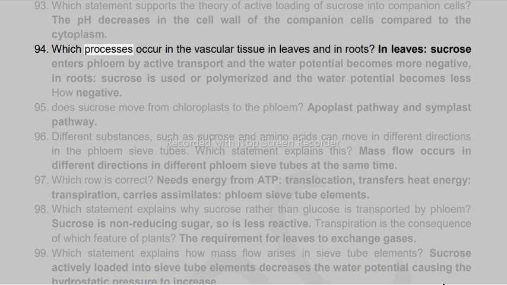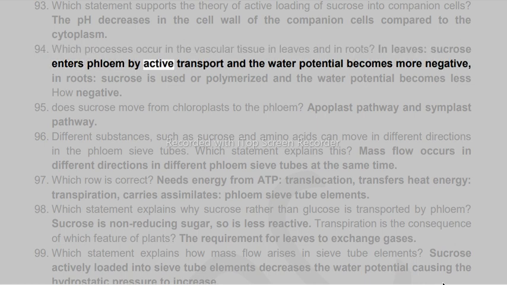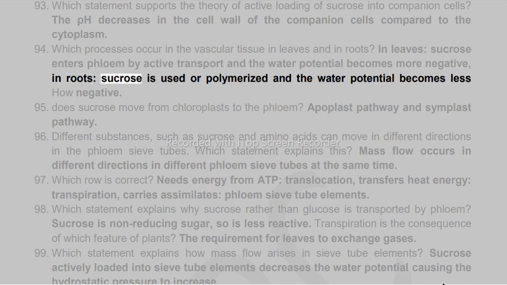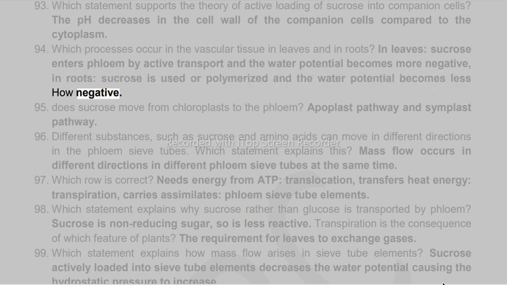94. Which processes occur in the vascular tissue in leaves and in roots? In leaves, sucrose enters phloem by active transport and the water potential becomes more negative. In roots, sucrose is used or polymerized and the water potential becomes less negative.